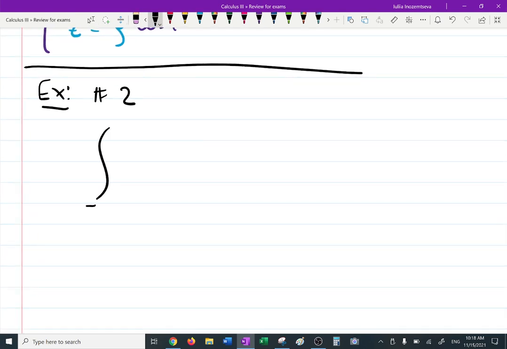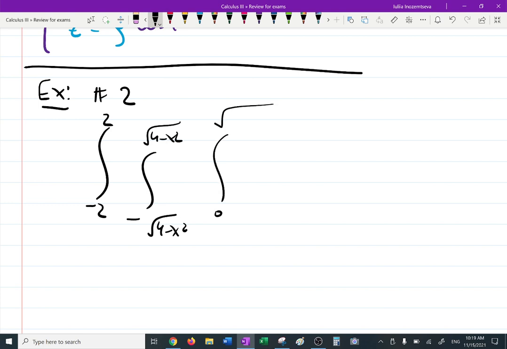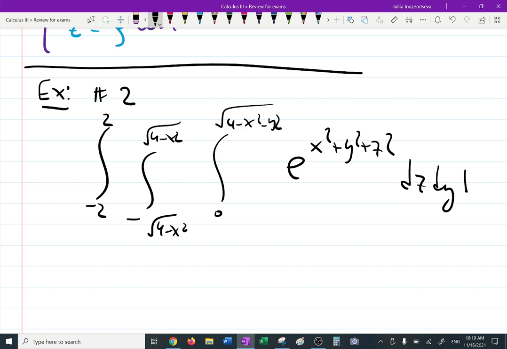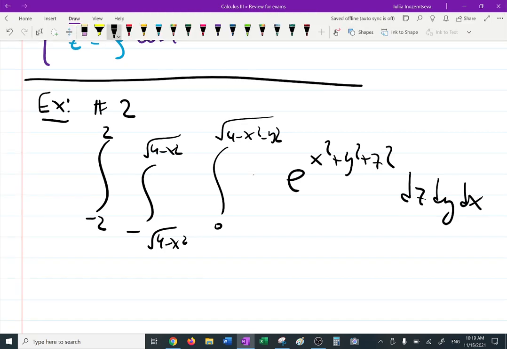So we give you the integral from minus 2 to 2, the integral from minus square root of 4 minus x squared to square root of 4 minus x squared, and the integral from 0 to 4 minus x squared minus y squared, of e to the x squared plus y squared plus z squared, dz dy dx. How do you work with this?